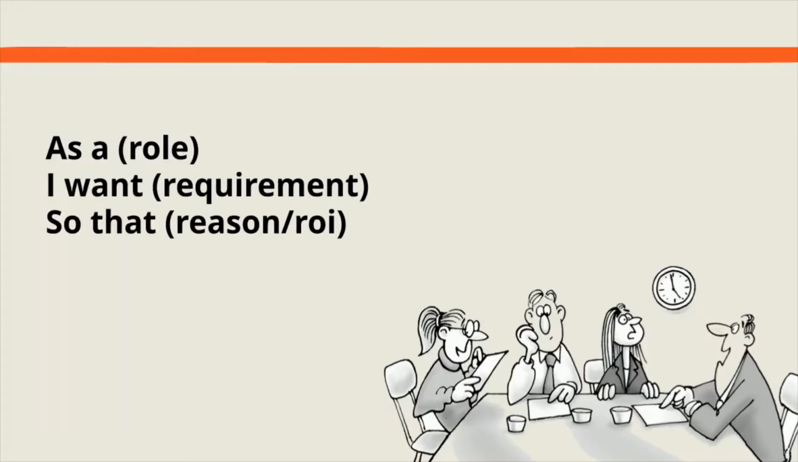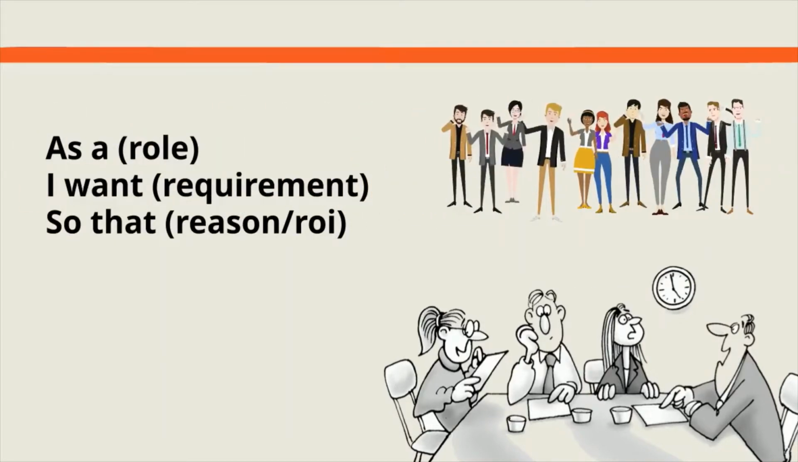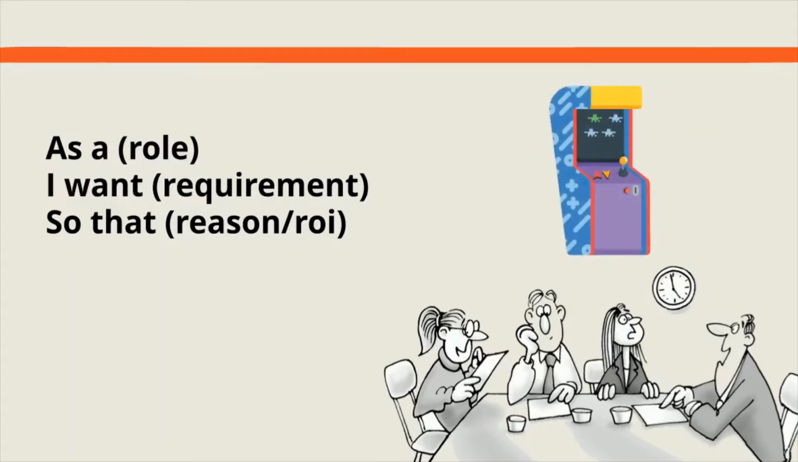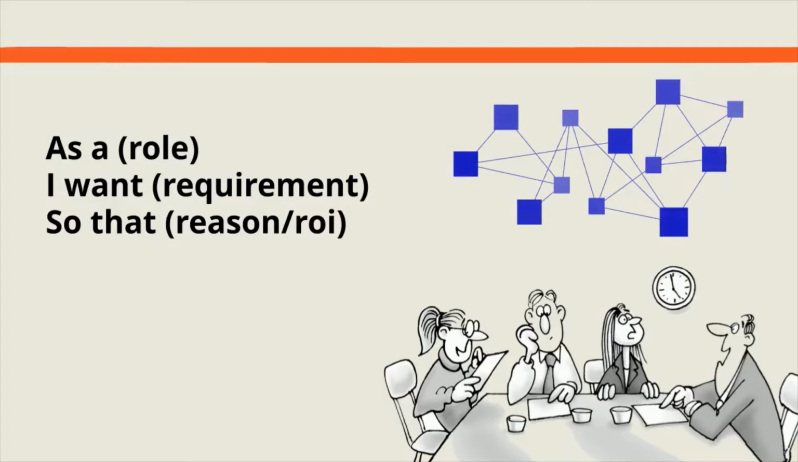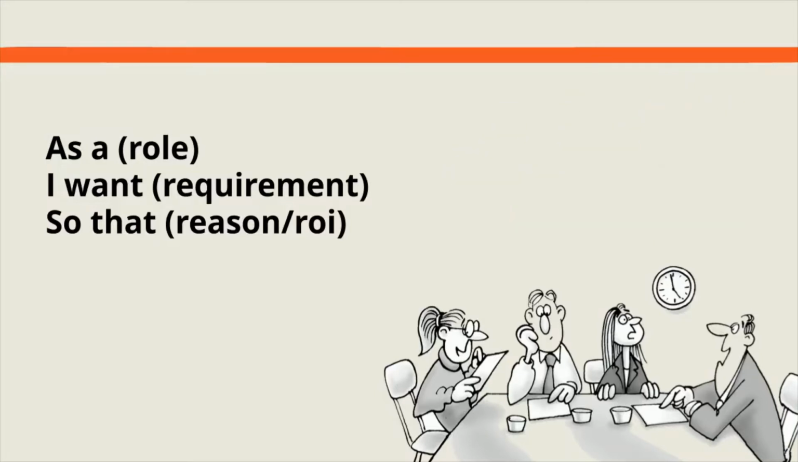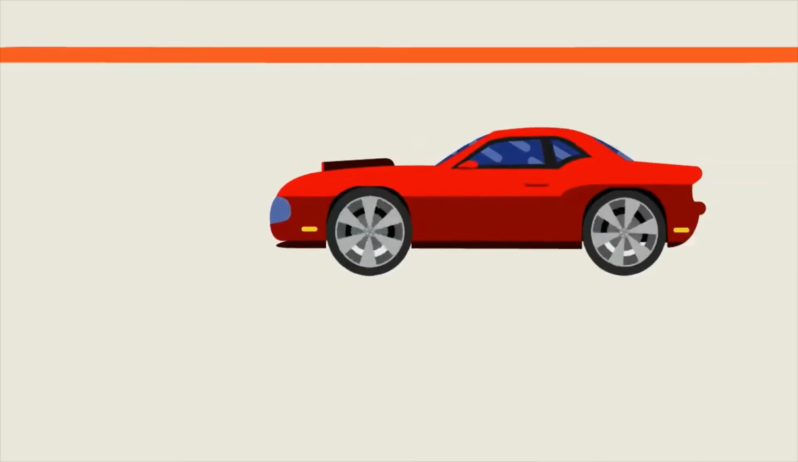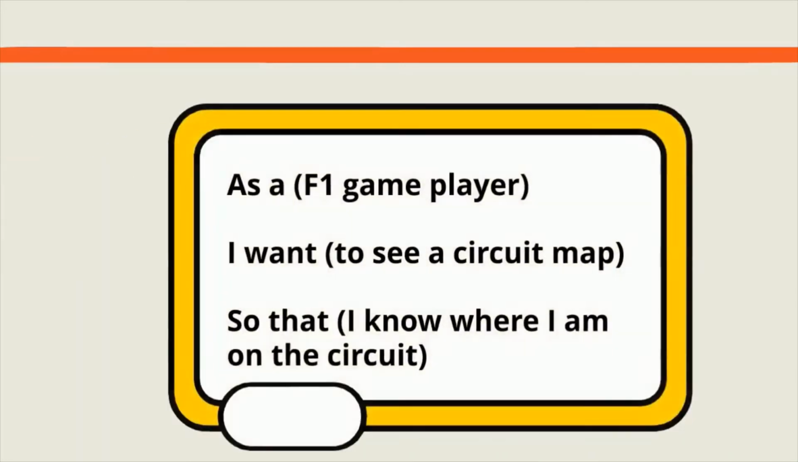The role aims at what type of target audience the feature is aimed at. The requirement is aimed at what the user should be able to do. The reason is aimed at what the value is to the user. All of these are fairly important factors. If there are scenarios where the story description speaks for itself in the first 2 points, then the third point can be omitted. Example, we are building an F1 game. The user story would be, as an F1 game player, I want to see a circuit map so that I know where I am on the circuit.